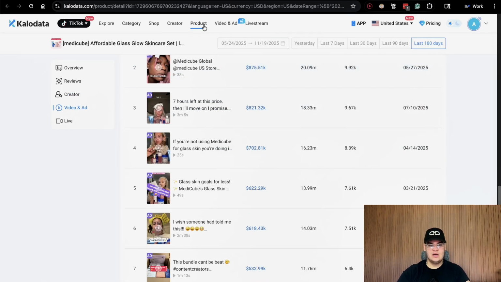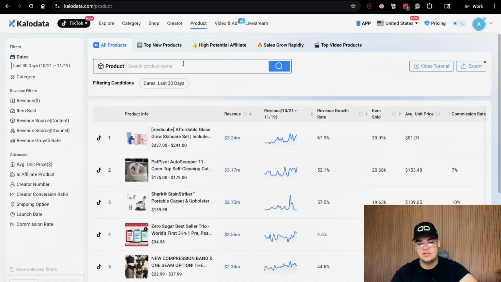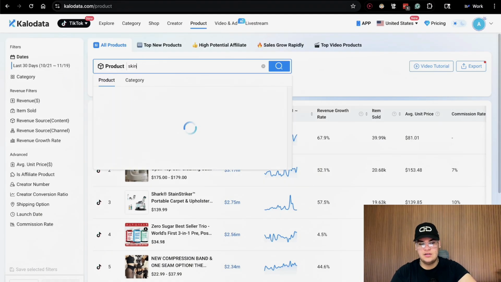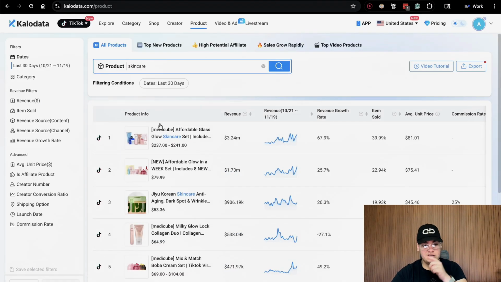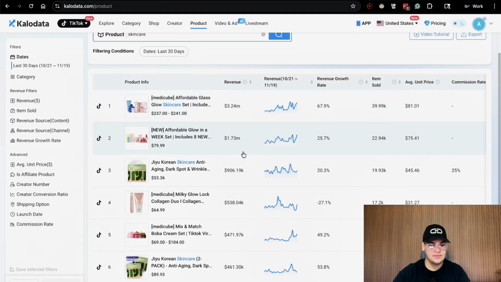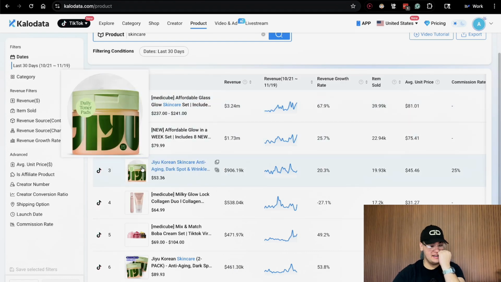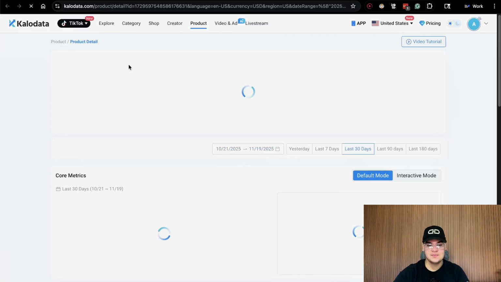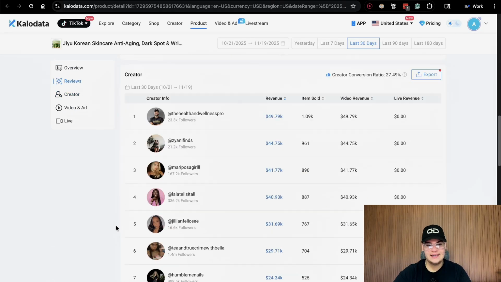Now, don't just take one competitor, find a bunch of competitors. So we can go skincare here and look at all the top competitors. So obviously Medicube is killing it right now, but we can go to this Geo Korean Skin Pad. They have anti-aging toner pad, and we can look at them as well.